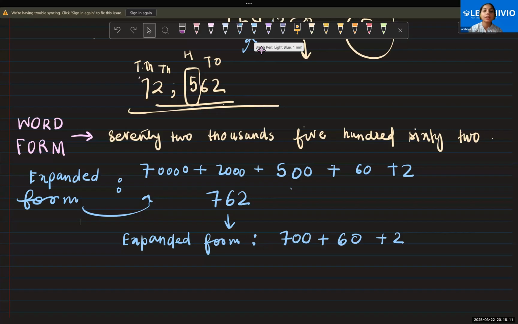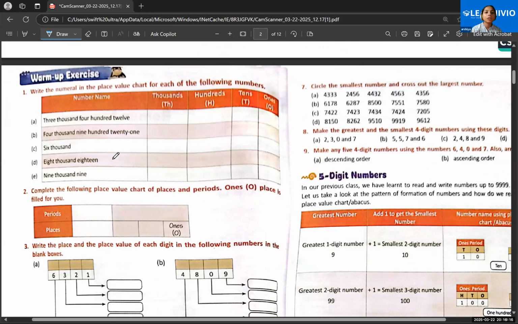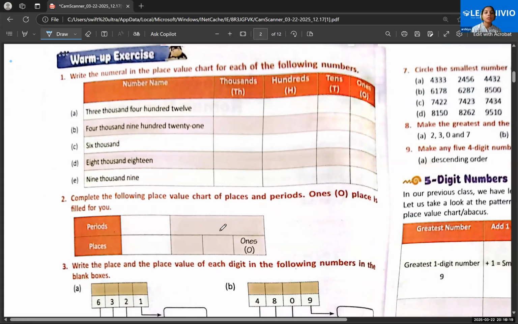Okay, can you see the screen? Wait, you can't. Wait. Can you see it? Yes. Okay.